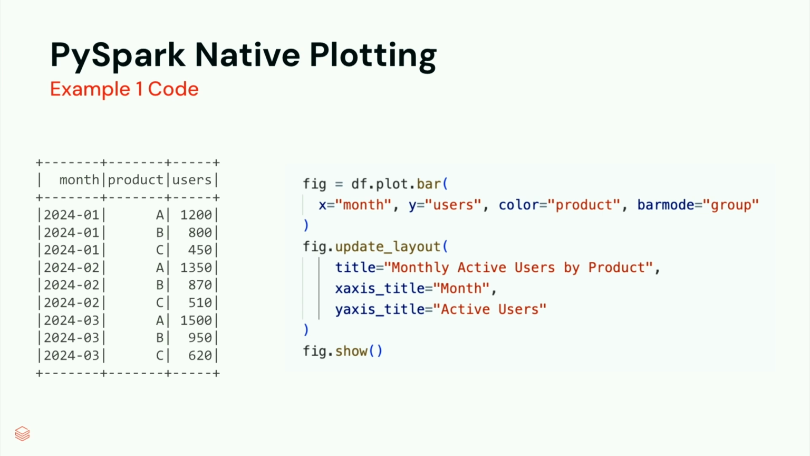Here we will see a very simple example. We have a very simple data frame. It shows the monthly active users for products over several months. Each row gives us the number of users for one product in one month. To visualize this, we use a grouped bar chart. The x-axis shows the months, and the y-axis indicates the user counts. Each product gets a different color. And thanks to this bar mode parameter, bars are grouped side by side for comparison.